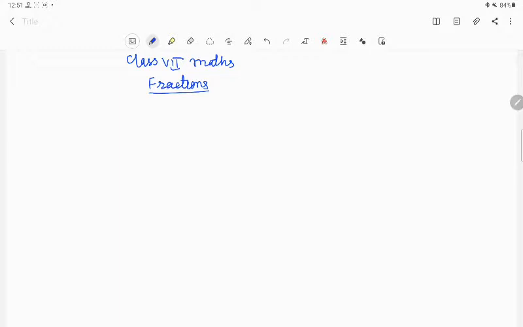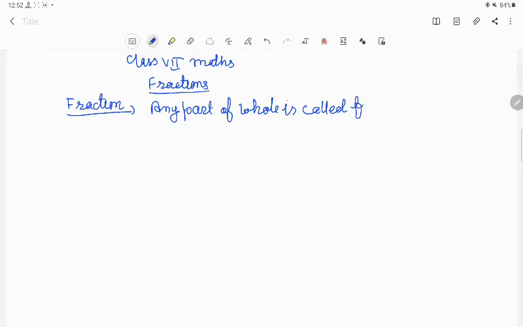You are already aware of the fraction from previous class. Fraction means any part of whole is called fraction.